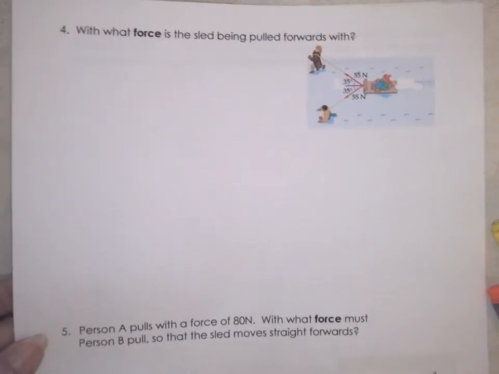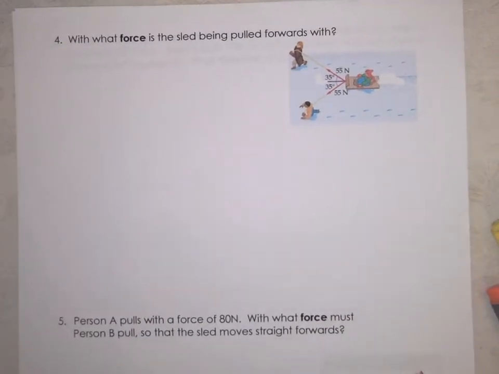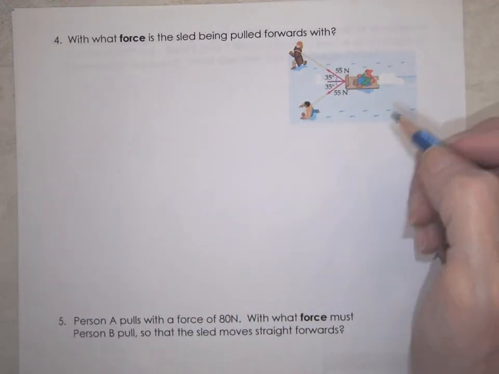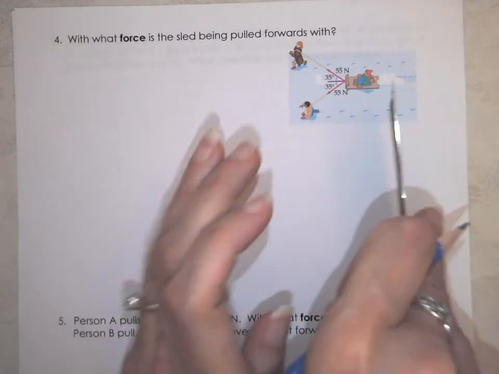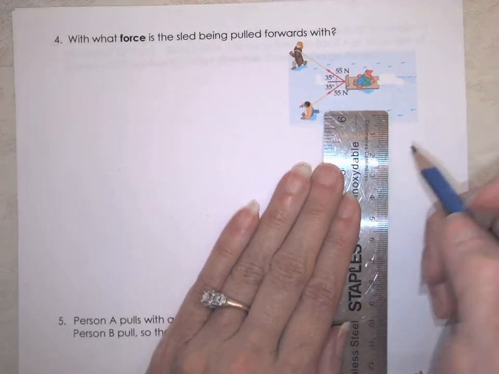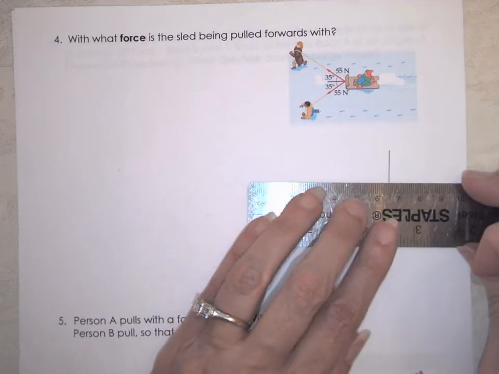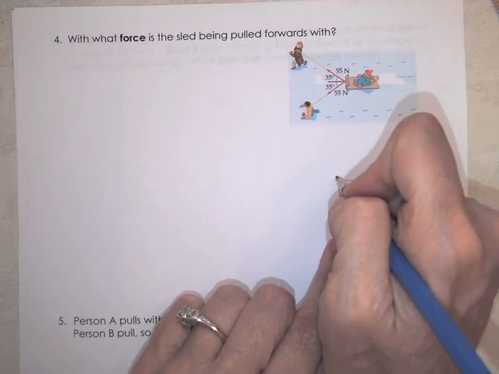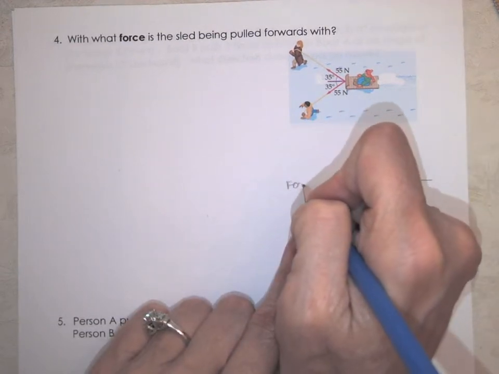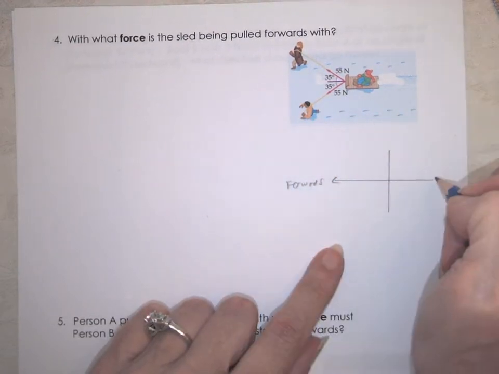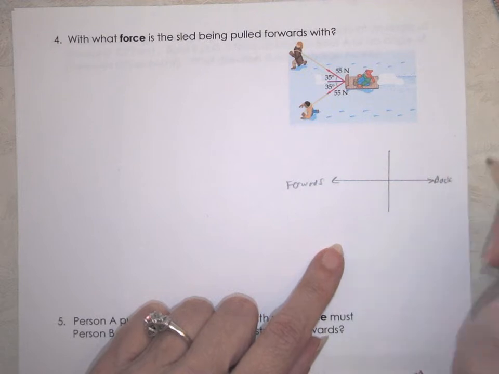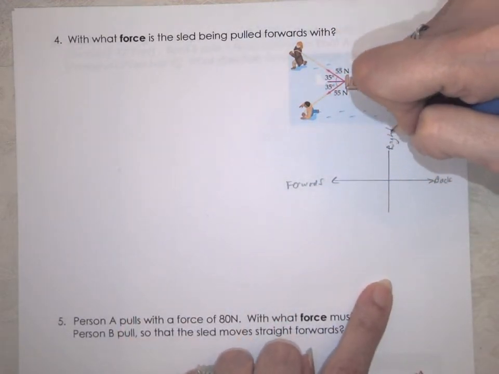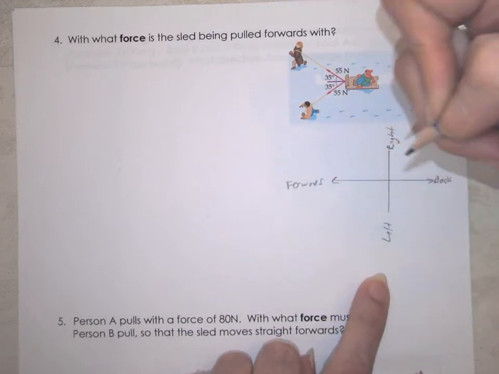Okay, with what force is the sled being pulled forwards? Okay, so here's our sled, here's forwards. So I'm going to make a compass first, since they didn't give me one, so that my answer makes sense here. So if I'm looking from above here, this is my forwards. This is backwards. And this is to the right, if I'm looking down on it. And this is to the left.